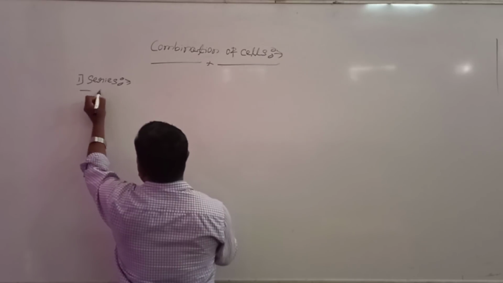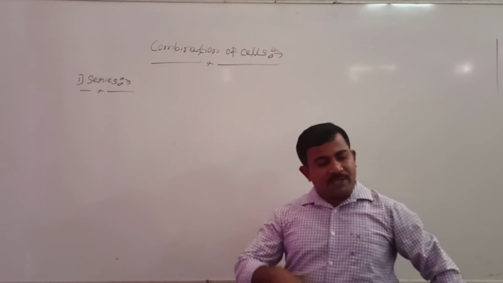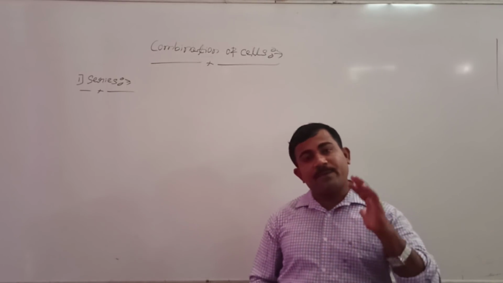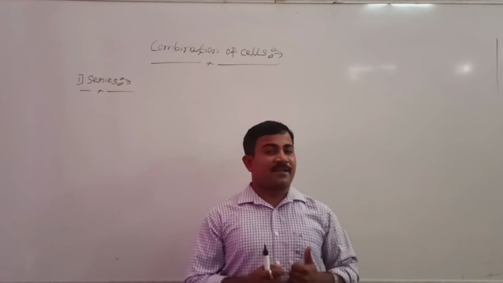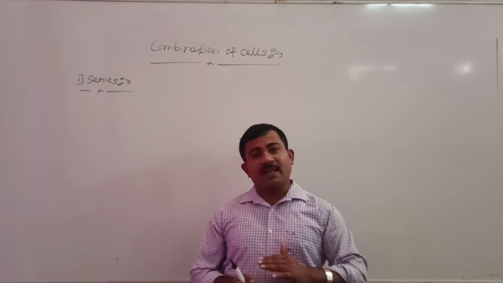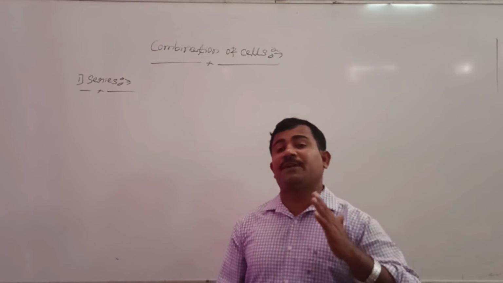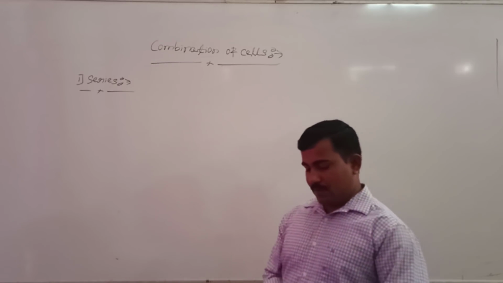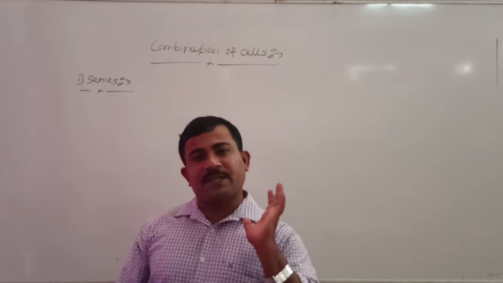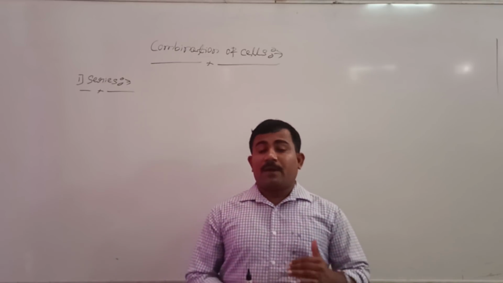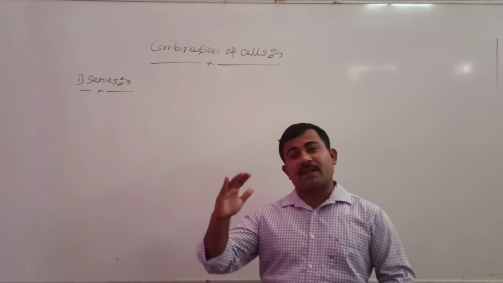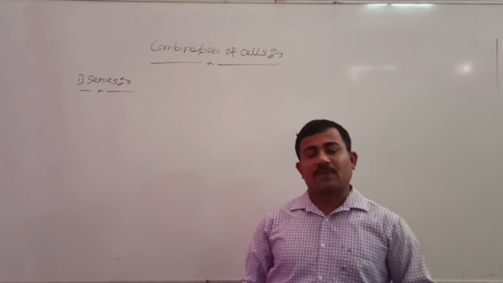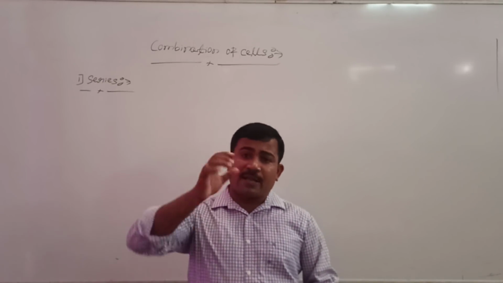In series combination, we are going to discuss two cases: the cells of equal EMF and equal internal resistance, and the cells of different EMF and different internal resistance. The cells are said to be in series combination if the negative terminal of one cell is connected to the positive terminal of the second cell along the same path, and such a combination can be continued as you wish.